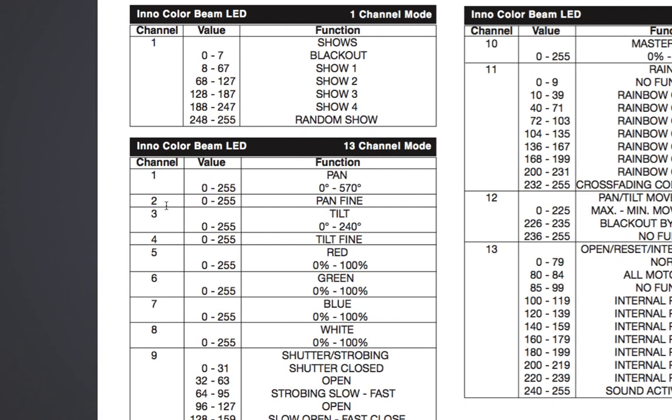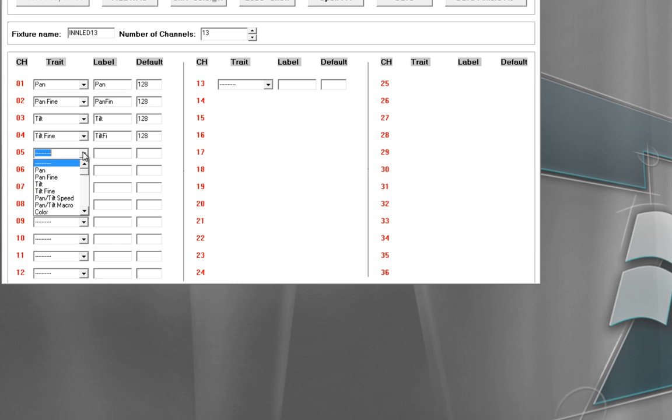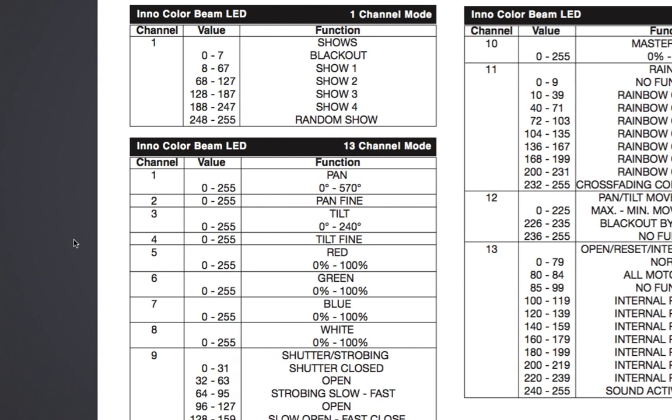Next, we have red, green, blue, and white. For now, I'm just keeping this manual very simple. So let's see. We have red. We don't have red fine, so we don't need to worry about that. We have green. We have blue. And then we have white. All right, easy so far.